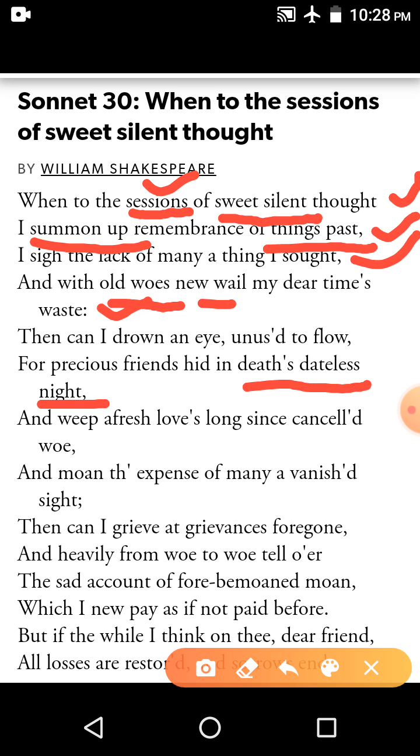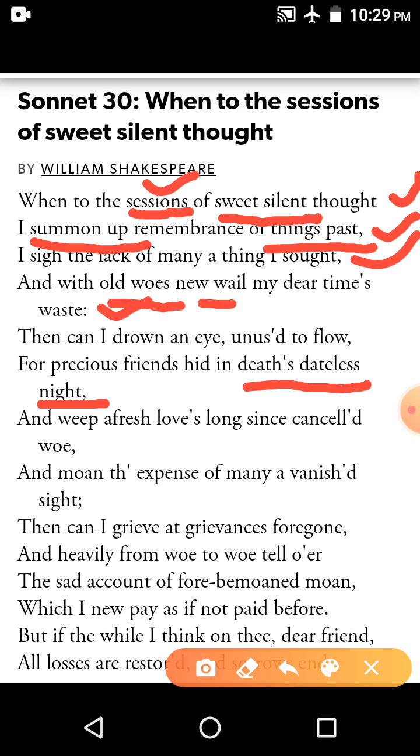Here, the poet is saying that whenever I think about my past, then what do I do? Then can I drown an eye? Drown an eye means I weep, I shed tears. मैं रोता हूँ. Unused to flow: my eyes, which are dry, get moisture. I become emotional and I weep. For whom do I weep? I weep for precious friends. I weep for my best friends who are not alive now, who are dead.